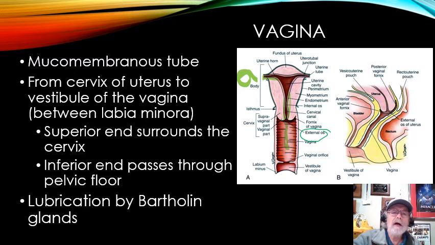Okay, and again, so we have the cervix at the deep end of the vagina, and then we have the opening or the vestibule that would be out in this area near the opening, and then a vaginal orifice would be in this area right here. Okay, Bartholin glands would be on both sides of the area of the vagina, again to provide lubrication.